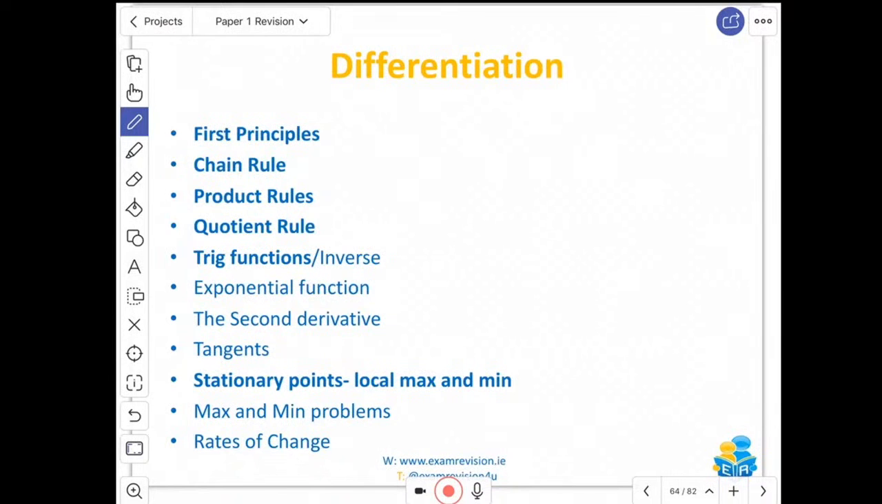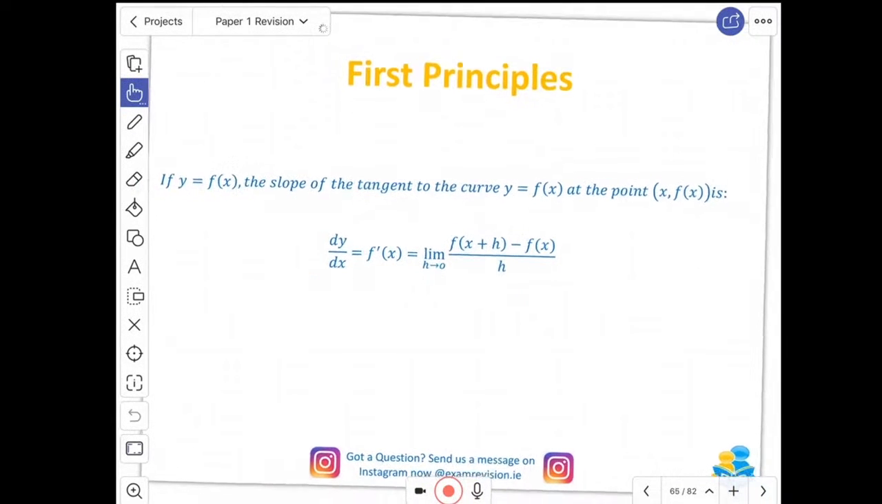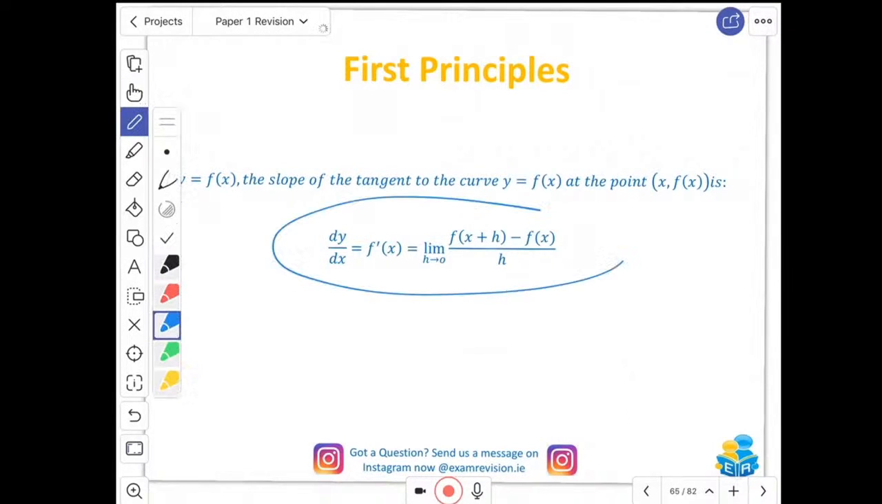So to start off with then, I'm going to talk to you very quickly about first principles, and then I'm going to talk to you about a few of the other formulae that we can use to help us with differentiation. So first principles, you basically need to know this off by heart. Okay, so you need to remember that when we're differentiating, we're finding the slope of the tangent to a curve.